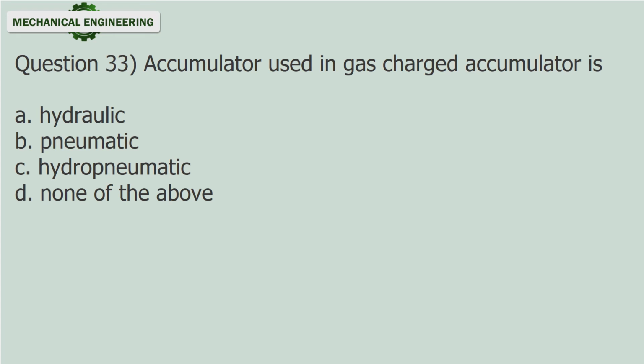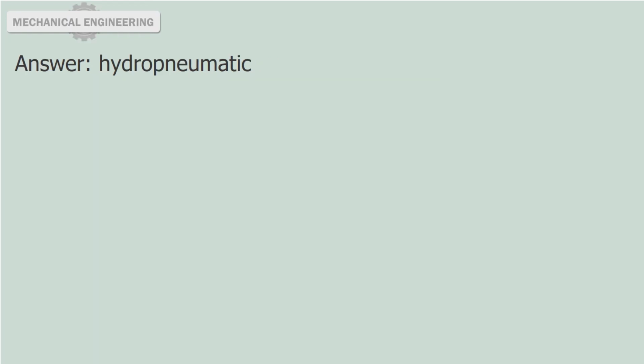Question 33. Accumulator used in gas-charged accumulator is A. Hydraulic. B. Pneumatic. C. Hydropneumatic. D. None of the above. Answer: hydropneumatic.